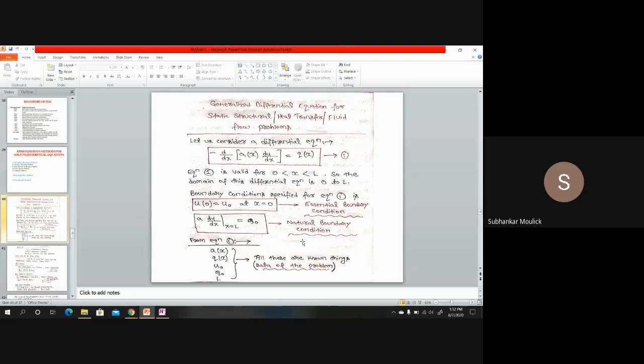Can you tell me what is an essential boundary condition and what is a natural boundary condition? Because I think you have studied the differential equation part in mathematics. So I hope you might know what is meant by an essential boundary condition and a natural boundary condition for any differential problem. Can anyone say what these are?